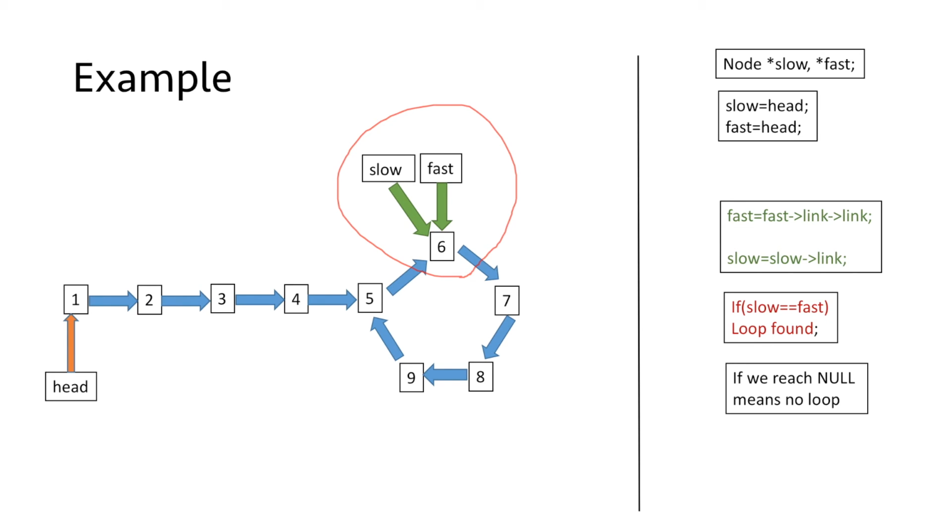Thus we need to traverse the linked list while fast pointer is not equal to null and the link part of the node pointed by fast pointer is not equal to null. And during our traversal, if we ever come across a condition where our slow and fast pointer become equal, we break out of the while loop stating that we have found a loop in our linked list.